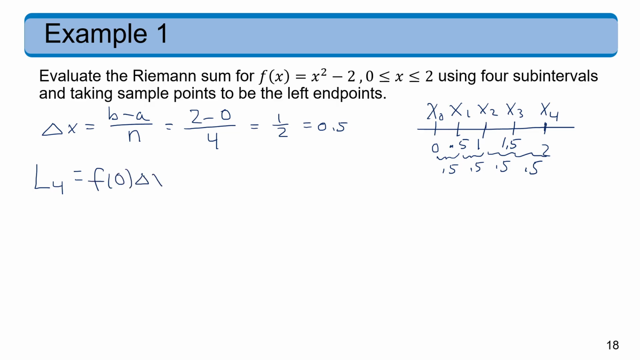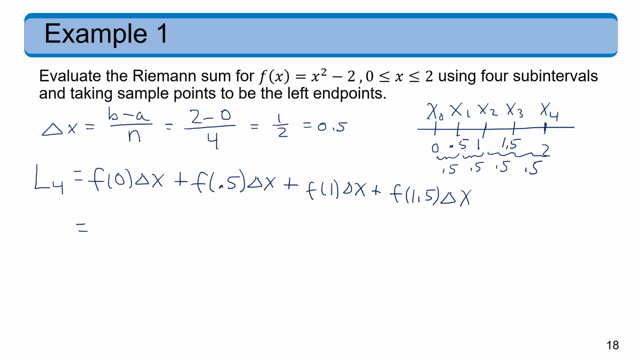times delta x, and then plus, we go to our second subinterval, which goes from 0.5 to 1, take the left endpoint, which is 0.5, plug it into the function. So f of 0.5 times delta x, plus, go to the next subinterval, 1 to 1.5, choose the left endpoint, which is 1, so we have f of 1 delta x. And then for the last subinterval, it goes from 1.5 to 2, choose the left endpoint. We've got f of 1.5 times delta x.